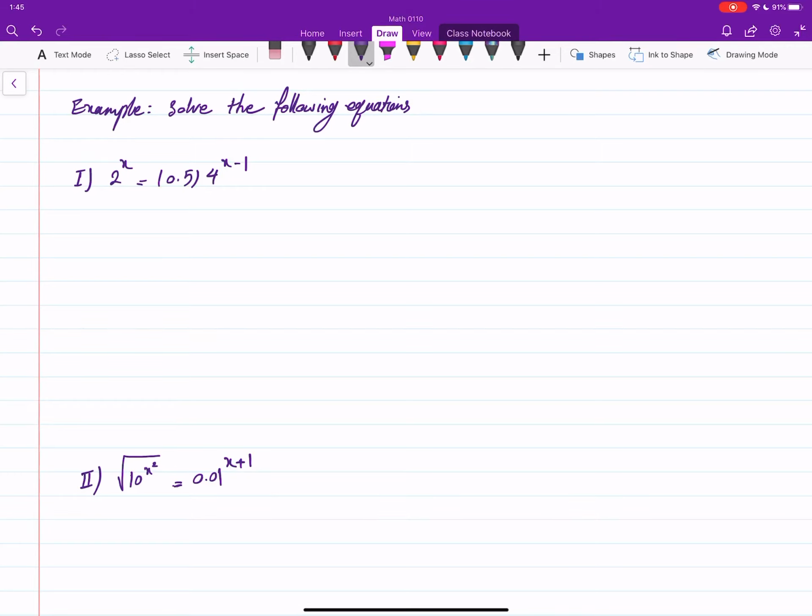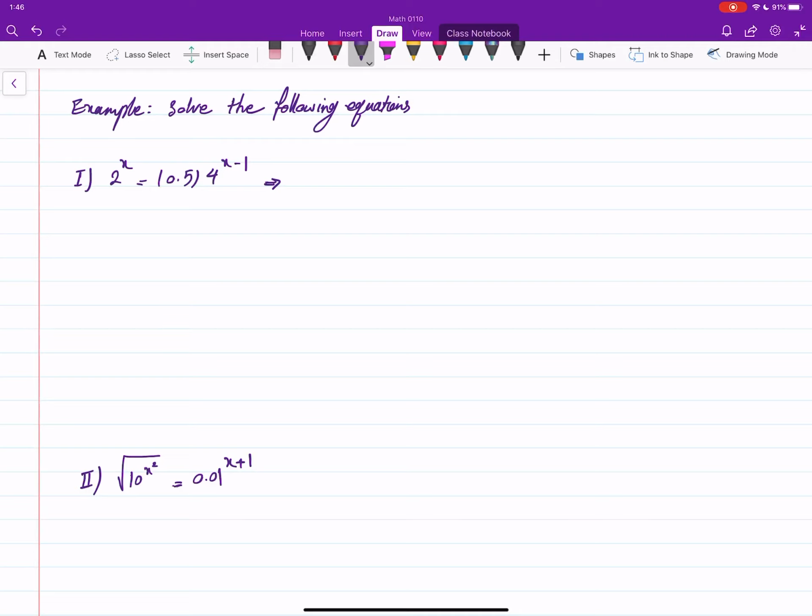Hi, in this video we will do more examples for solving exponential and logarithmic equations. The key point in solving these equations is to bring all of the exponential or logarithmic terms to one side and then use the inverse function property to get rid of the exponential or logarithmic terms. Okay, let us see here.